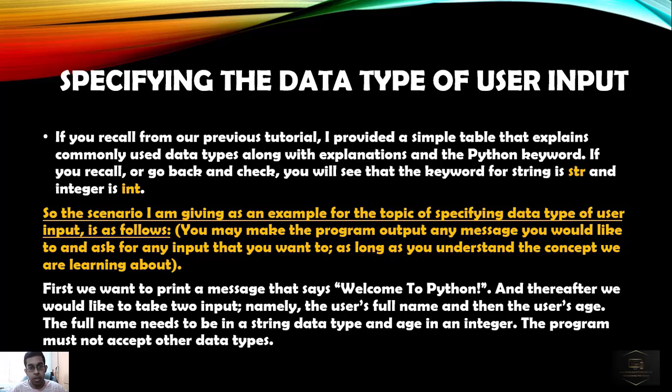First, we want to print a message that says, "Welcome to Python," and thereafter, we would like to take two inputs, namely the user's full name and then the user's age. The full name needs to be in a string data type and the age in an integer. The program must not accept other data types.